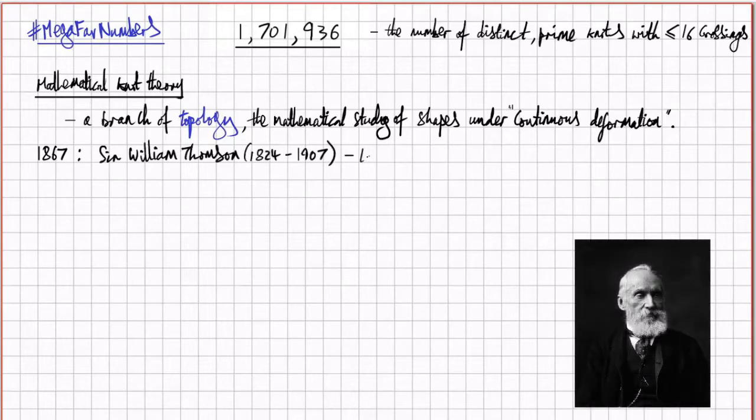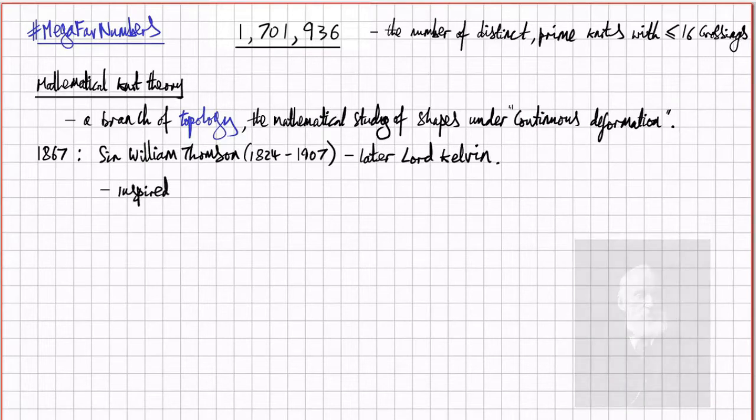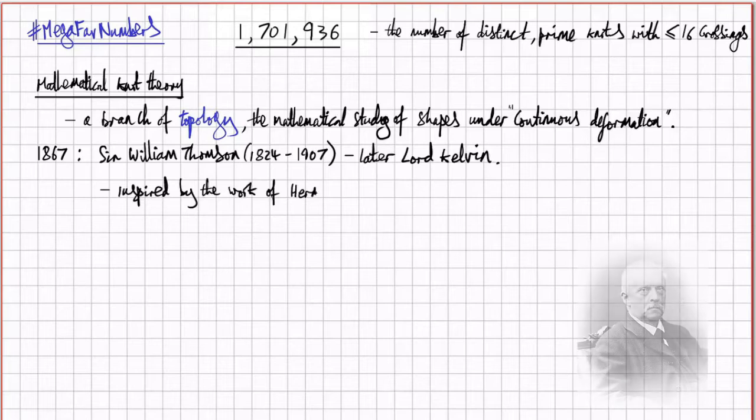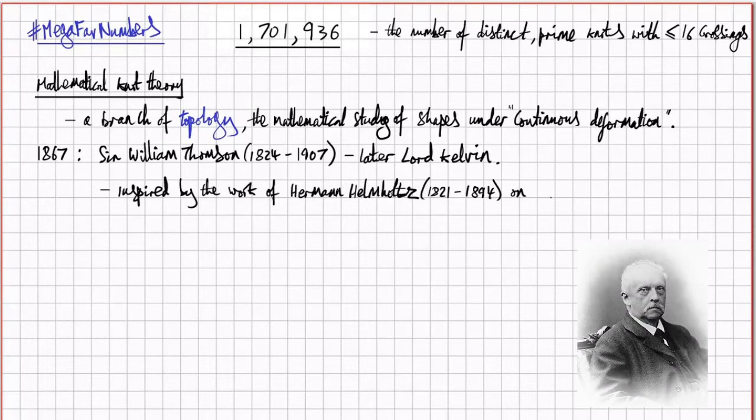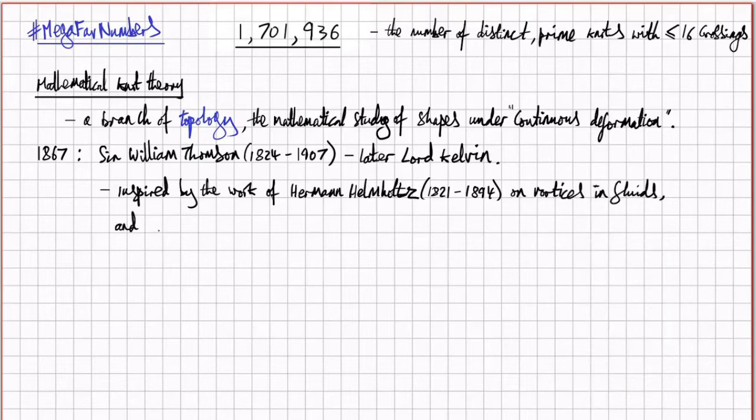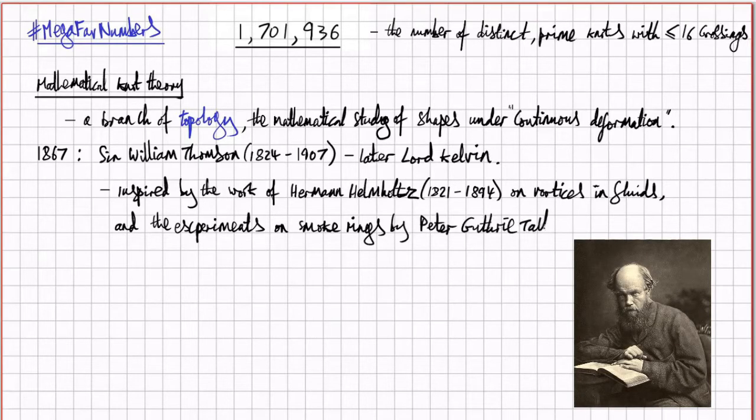And this goes back to 1867, when Sir William Thomson, who was later ennobled as Lord Kelvin, was inspired by the work of the German physicist Hermann Helmholtz on vortices in fluids, and also the experiments on smoke rings by a Scottish mathematician and physicist called Peter Guthrie Tait.